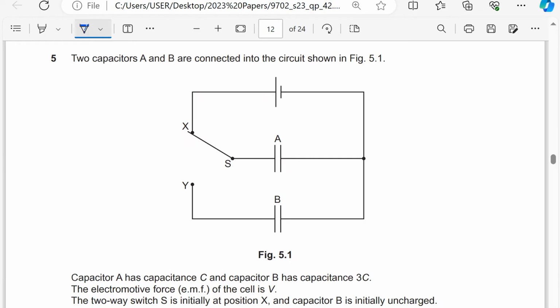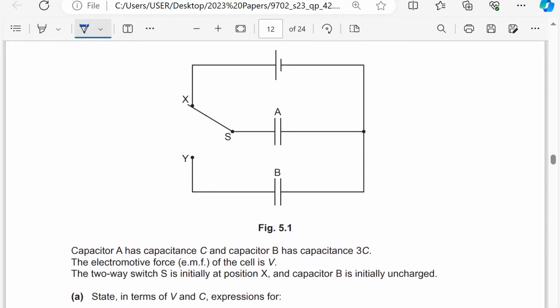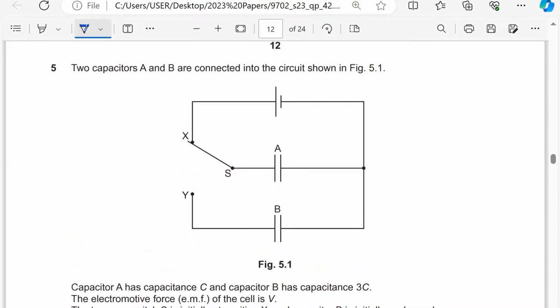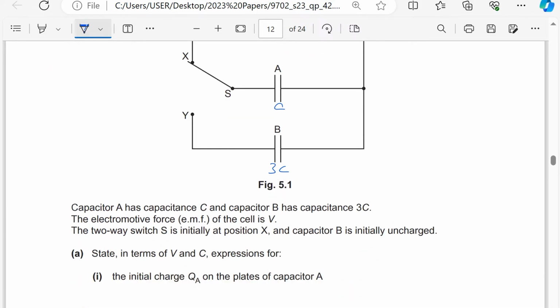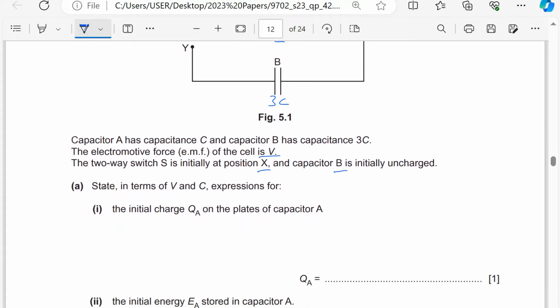Here is capacitance. Two capacitors A and B are connected into the circuit as shown in the figure. Capacitor A has capacitance C and capacitor B has capacitance 3C. So A is C, B is 3C. The EMF of the cell is V. The two-way switch S is initially at position X, and capacitor B is initially uncharged. State in terms of V and C expressions for the charge QA on the plates of capacitor A.